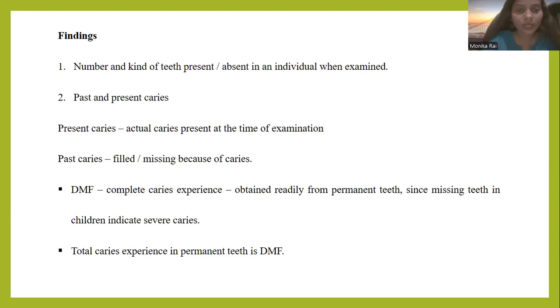Findings, we have the number and kind of teeth present or absent in an individual when examined. Past and present caries. Present caries is actual caries present at the time of examination. Past caries is filled or missing because of caries. DMF is the complete caries experience, obtained mainly from permanent teeth, since missing teeth in children indicates severe caries, and the total caries experience in permanent teeth is DMF.